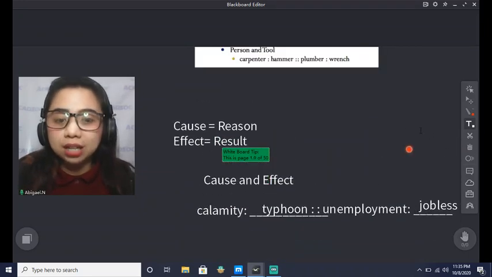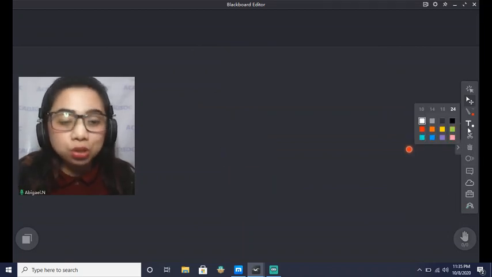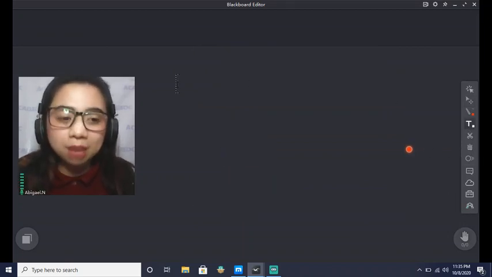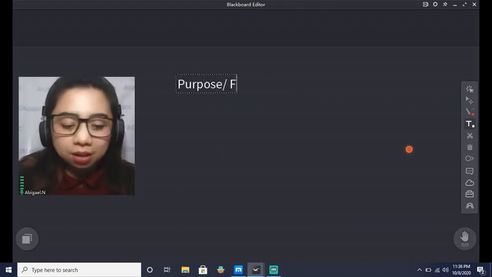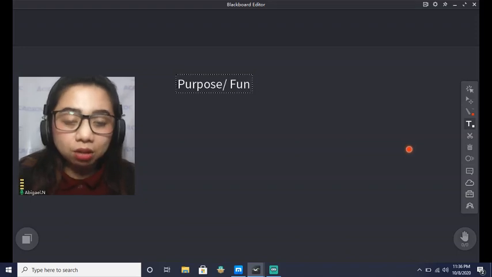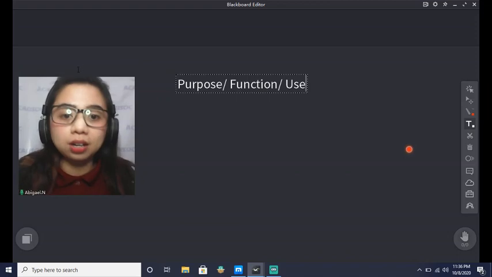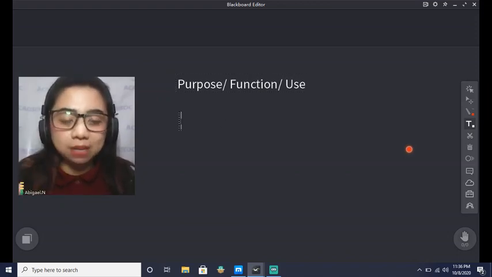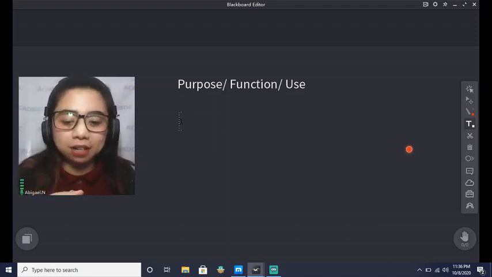So purpose, I already said about it. It's about the use, the function. Sometimes this type of analogy is called purpose. Sometimes other references call it function or use, right? So, let's think of a purpose analogy. Let's think of objects, class. For example, TV. It's an appliance, right?